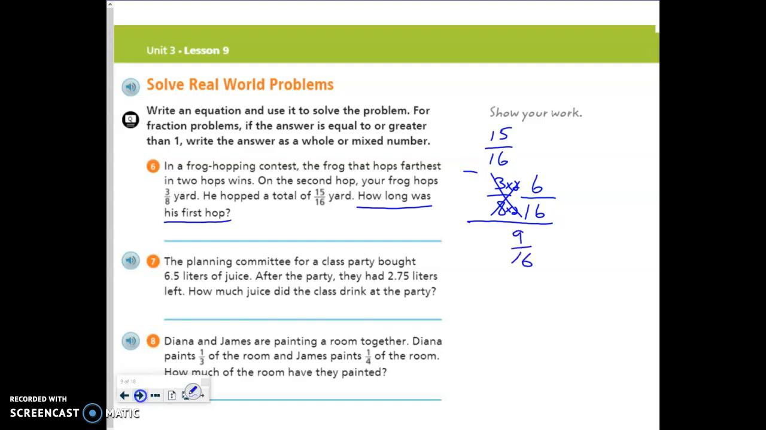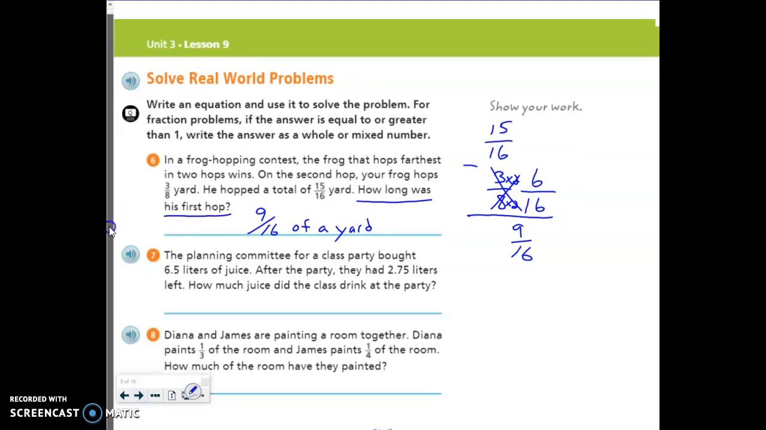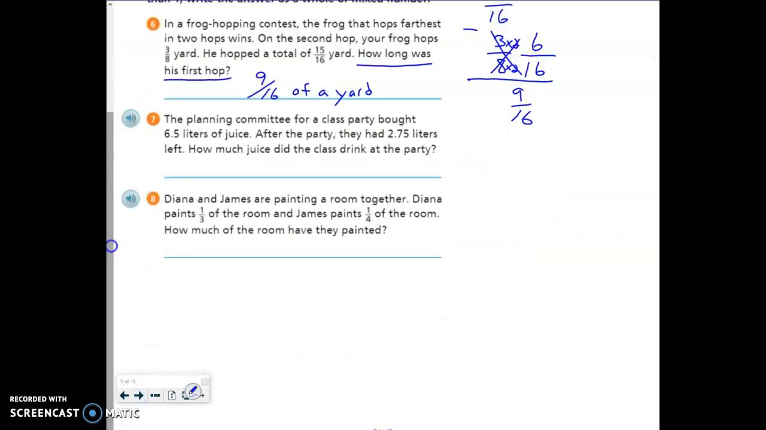of a yard. So our answer for this one, since it is a story problem, is 9/16 of a yard. Does that make sense? Hopefully that makes sense to everybody. And again, we have a simplest form fraction there. It looks like you could maybe simplify that, but because we found the least common denominator, that is simplest form.